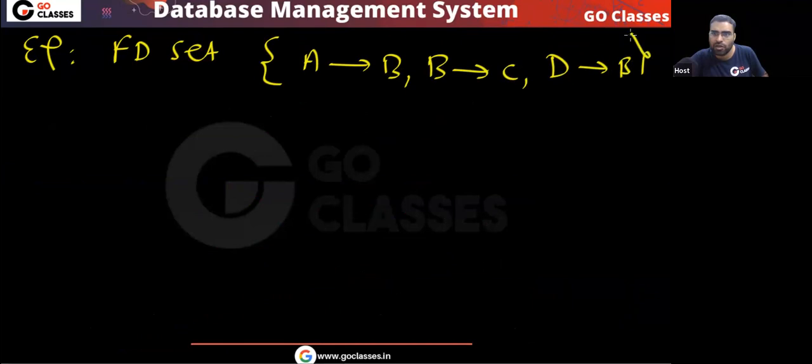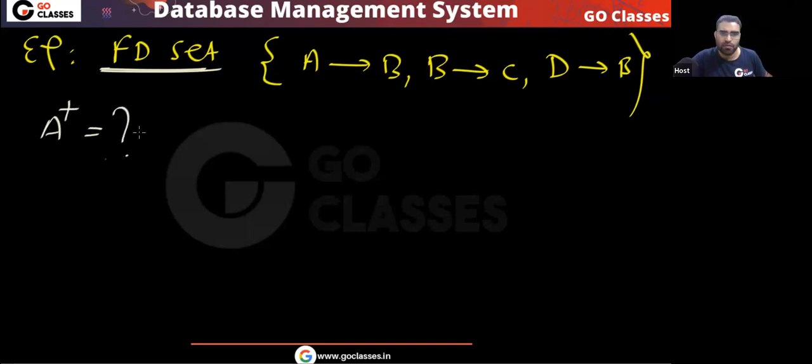Now let's take some questions. For example, let me give you some functional dependencies. Let's assume this set is given to you: A determining B, B determining C, and D determining B. Now tell me, what will be closure of A? I want closure of A. Which are the attributes A can determine? What is the closure of A?